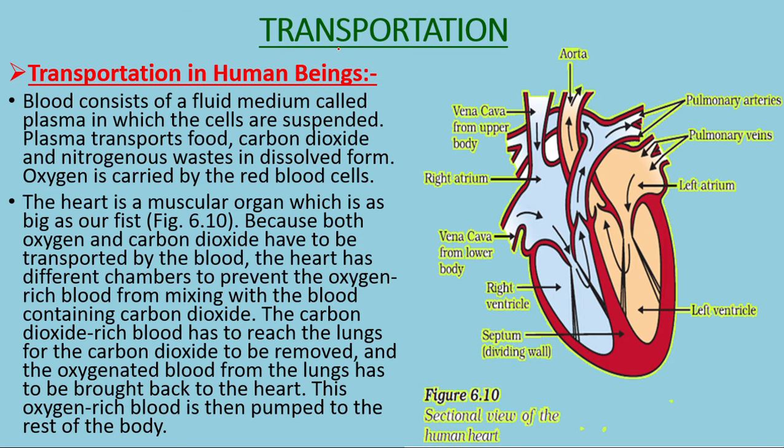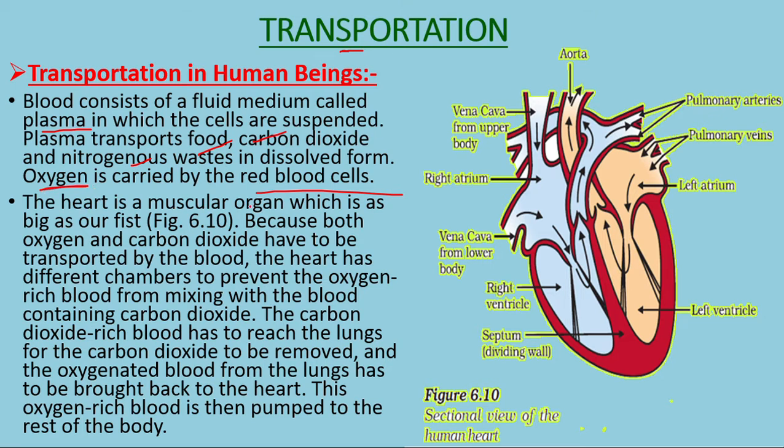So now let's start the transportation. Transportation in human beings is of two types, that is by plasma and by RBC, that is red blood cells. Plasma transports food, carbon dioxide and nitrogenous waste, but RBC transports only oxygen.